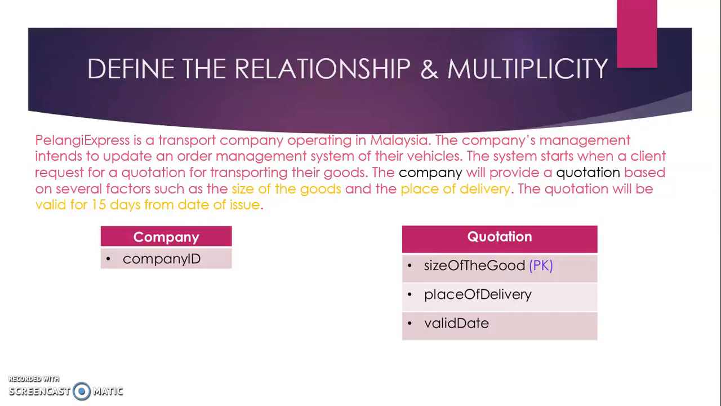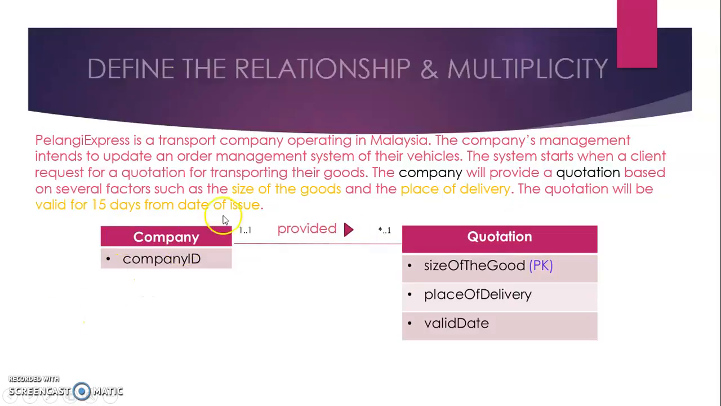Okay. The next step is to define the relationships and multiplicity. For the first paragraph, company has a relationship, provided, with an arrow to quotation. The multiplicity is 1 to 1 and many to 1. So company provided, the arrow shows to quotation.